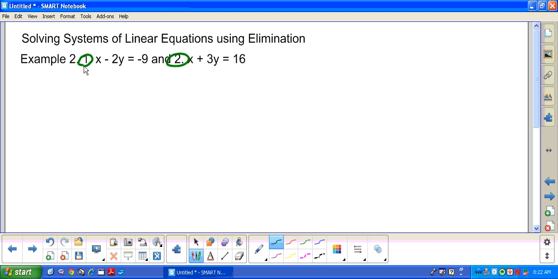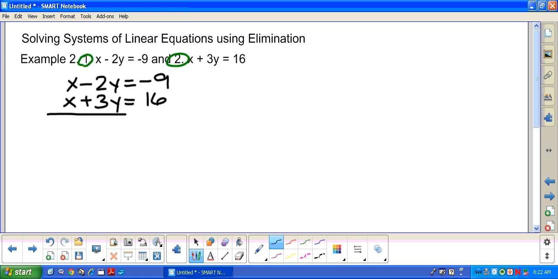It's going to be to write out the two equations, one on top of the other, so that the x's are on top of the x's, the y's on top of the y's, the equal signs stacked on each other, and the numbers stacked on each other. Remember, we want to make sure we're labeling the lines so that we remember what we're doing.